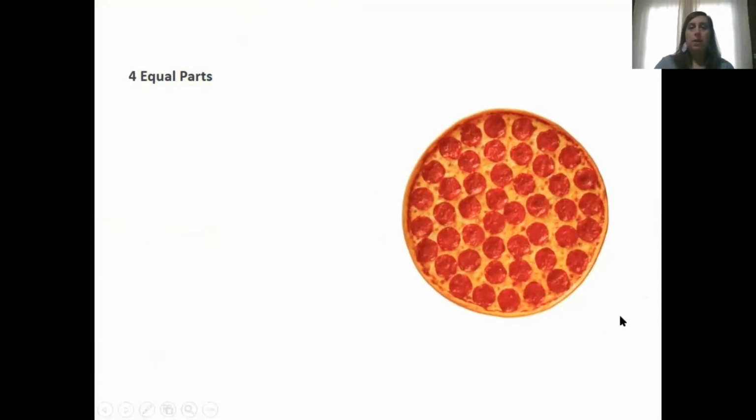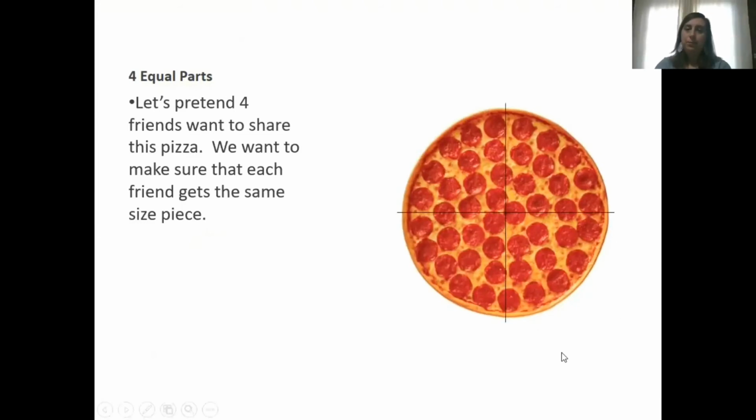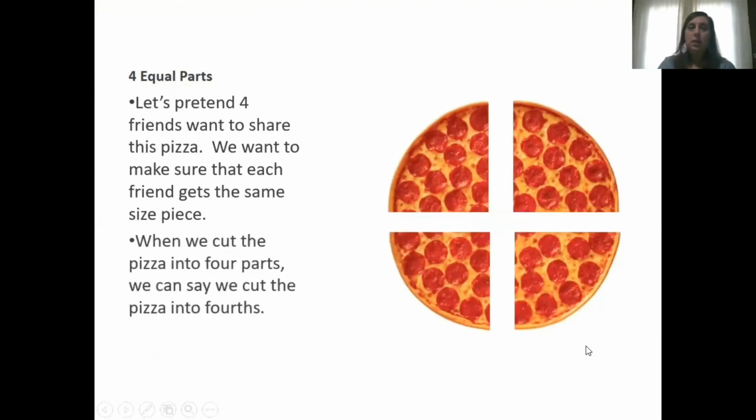4 equal parts. Let's pretend 4 friends want to share this pizza. We want to make sure that each friend gets the same size piece. See the lines? When we cut the pizza into 4 parts, we say we cut the pizza into fourths or quarters. And Mrs. Reister is going to talk to you more about that next week.